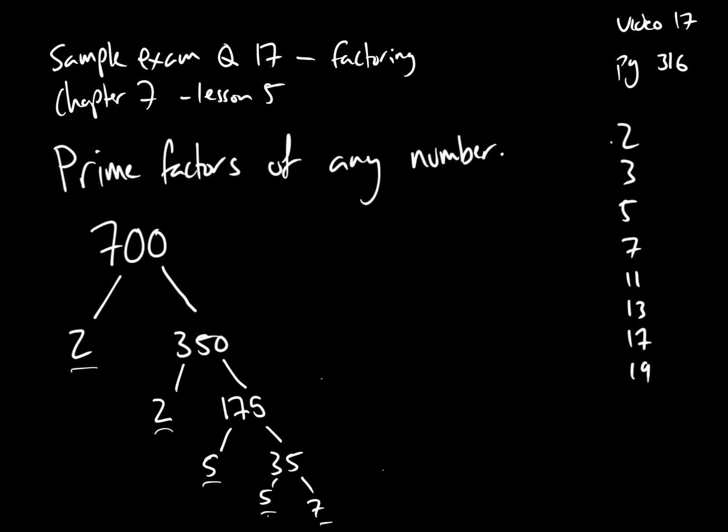So what are the prime factors of 700? You can write it like this: 700 is equal to 2 times 2 times 5 times 5 times 7. If you put that into your calculator, you will find that the answer is 700. These are the prime factors of 700. Now, let's have a look at question 17, and you'll see how we use this.